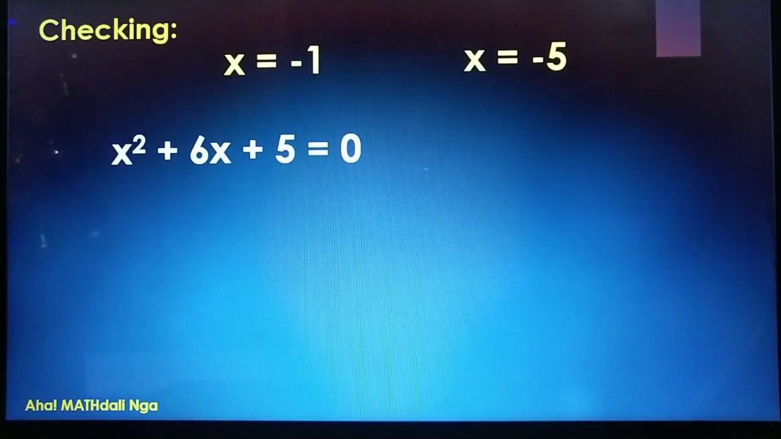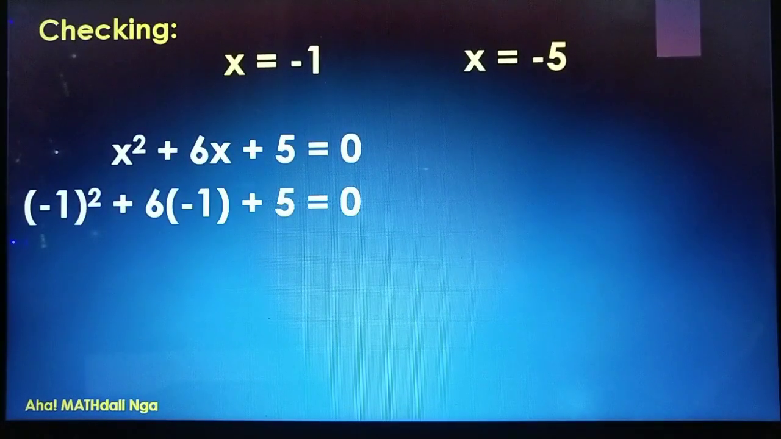Then, by substitution, we have the square of negative 1 plus 6 times negative 1 plus 5 equals 0. Let's simplify. The square of negative 1 is positive 1 because negative 1 times negative 1 is equal to positive 1.